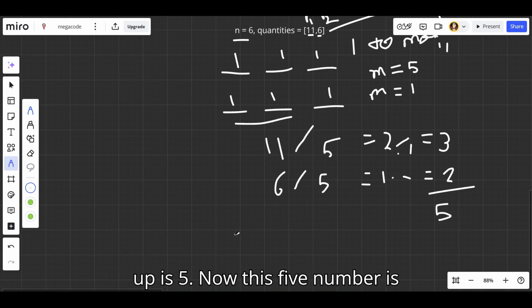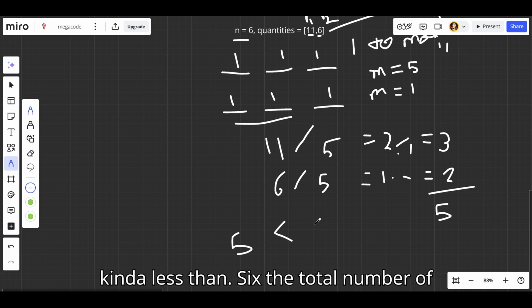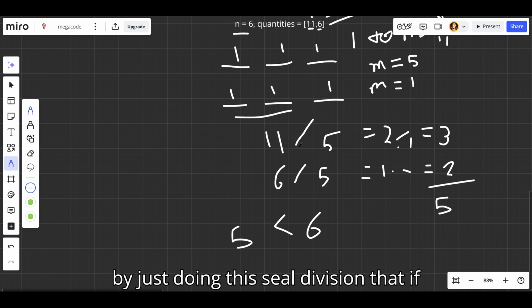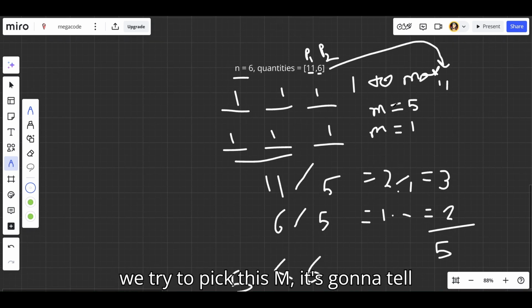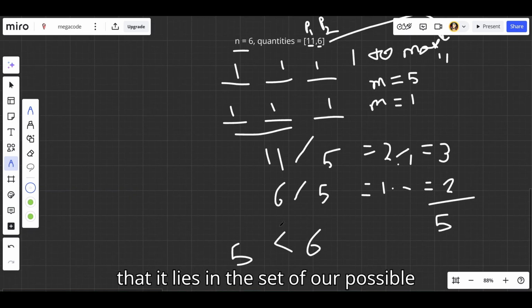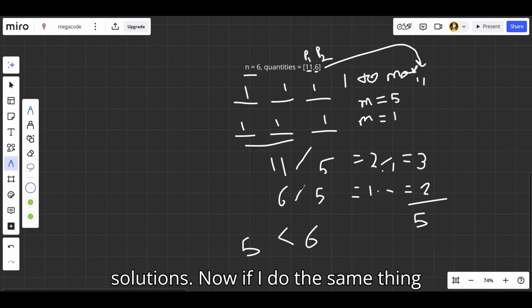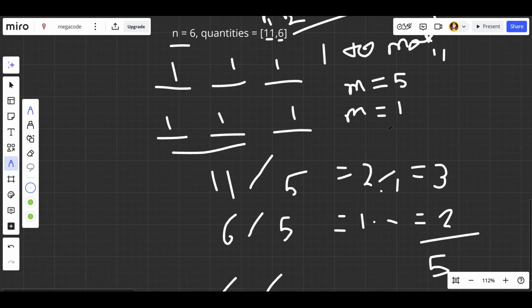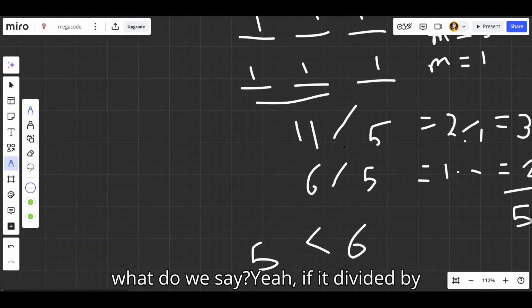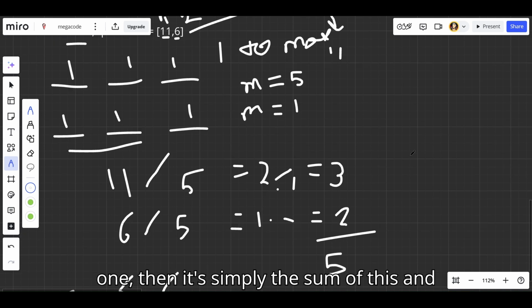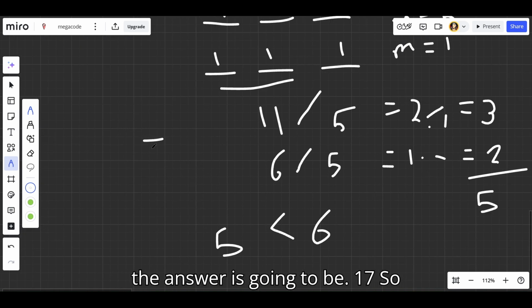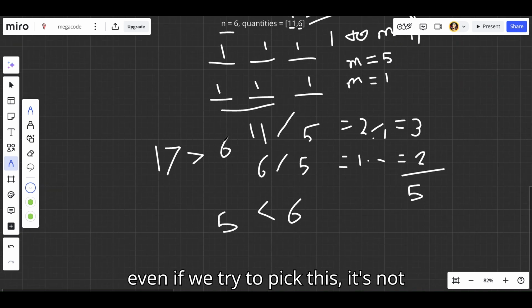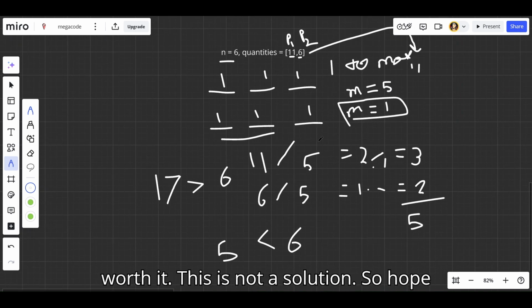Now this 5 is less than 6, the total number of shops we have. So by just doing this ceil division, we can easily determine that if we pick this m, it lies in the set of our possible solutions. Now if I do the same thing with 1, dividing by 1, it's simply the sum of these, and the answer is going to be 17. So this 17 is greater than the number of shops we have. So even if we pick this, it's not worth it. This is not a solution.